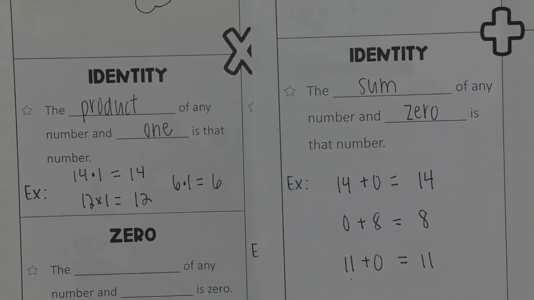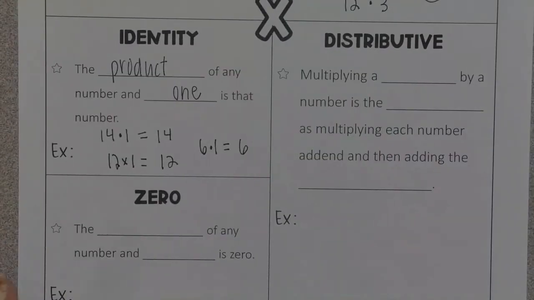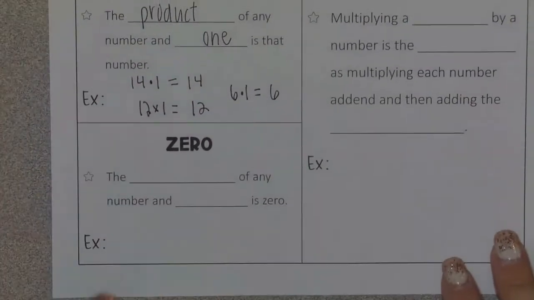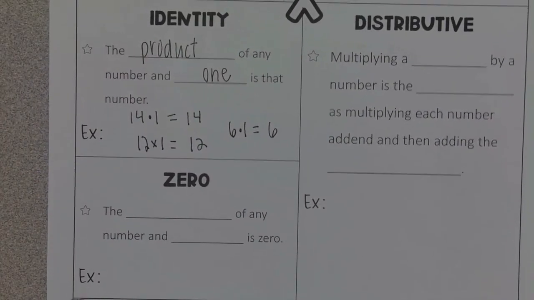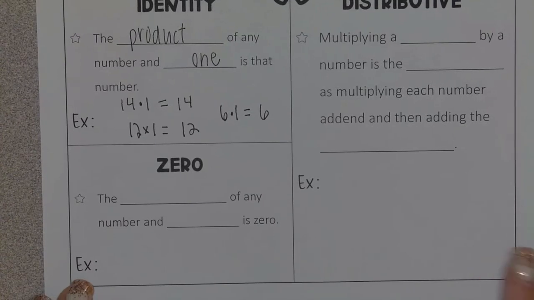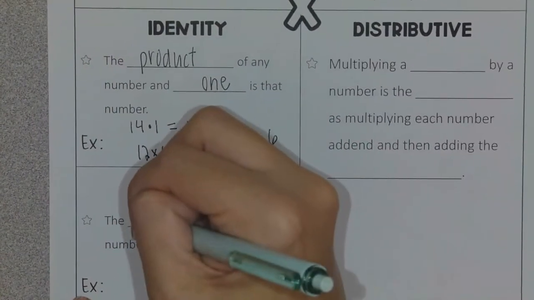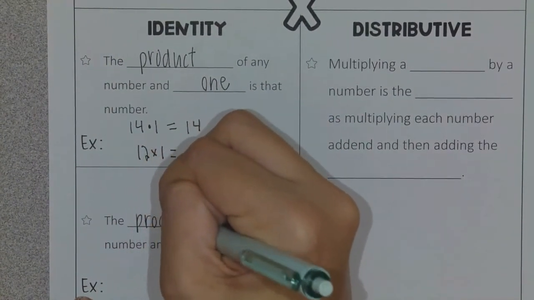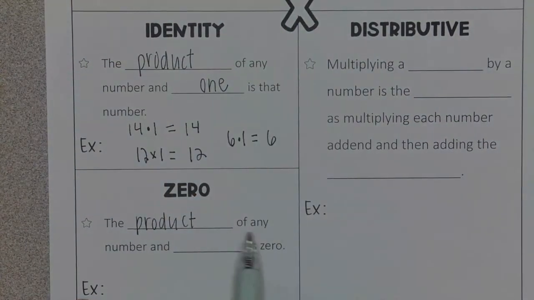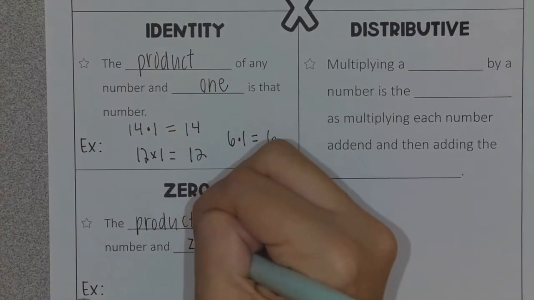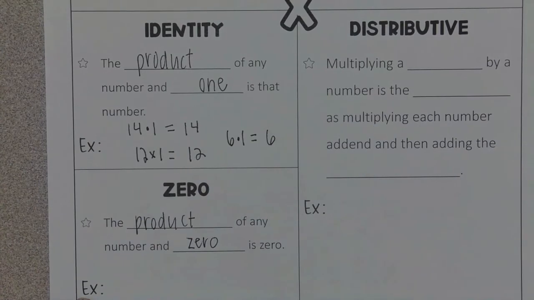Now here's where multiplication gets special. It has 2 extra properties. It has the 0 property and the distributive property. So let's talk about the 0 property. The 0 property states that the product of any number and 0 is 0.